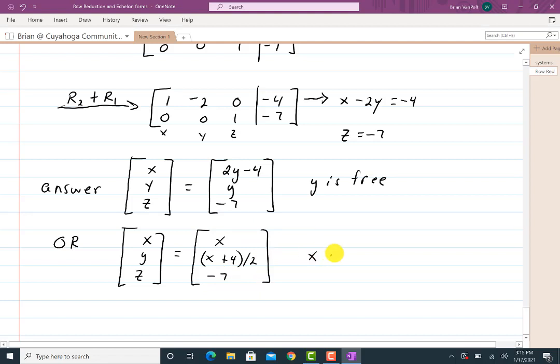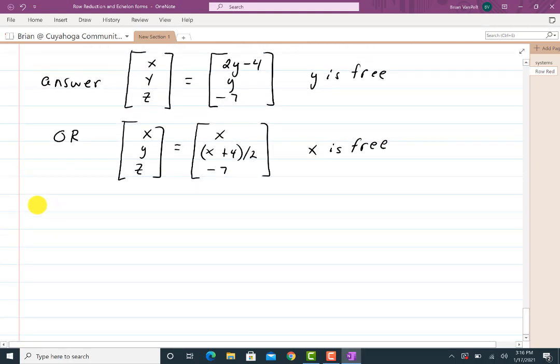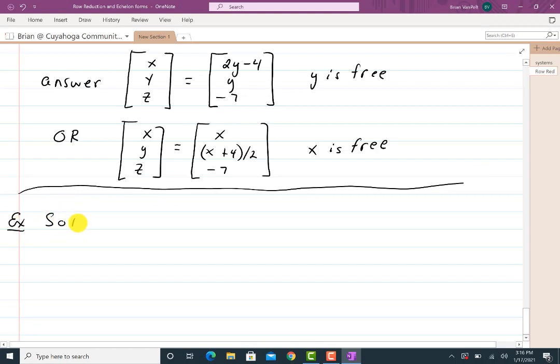In this case, x is free. So there's 2 different ways to write the answer, but they both mean the same thing. X and y are related by being on a line. So I don't know, one is just as good as the other one. Somehow I like the first one better, but it really doesn't matter. Either one will be fine. Let's do another, longer looking one.